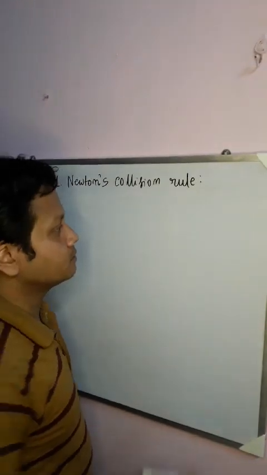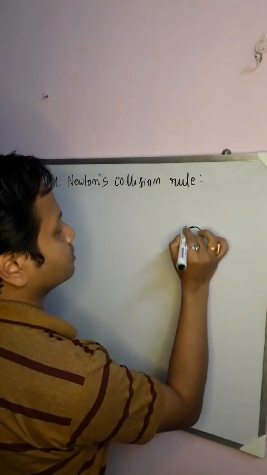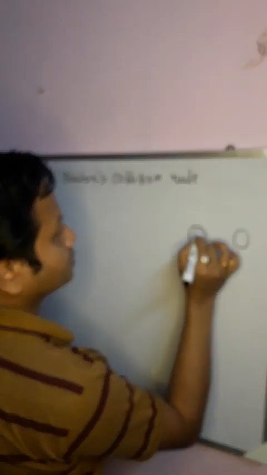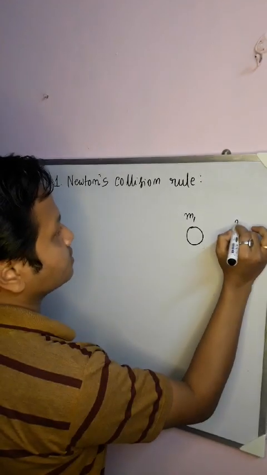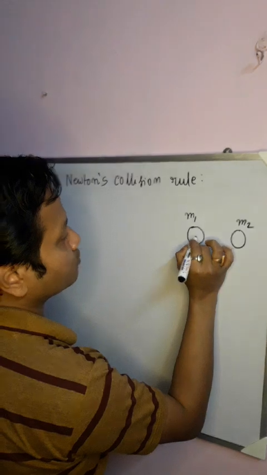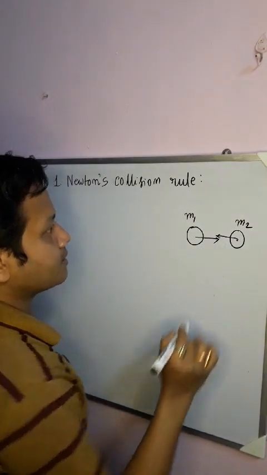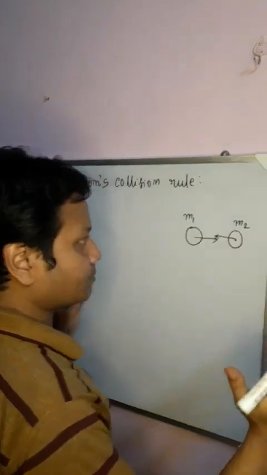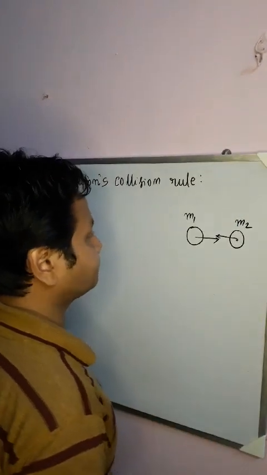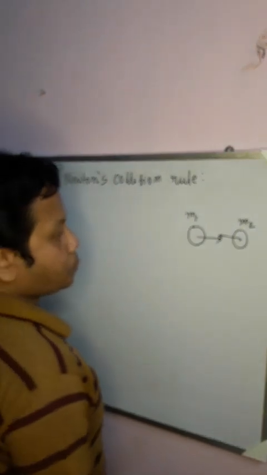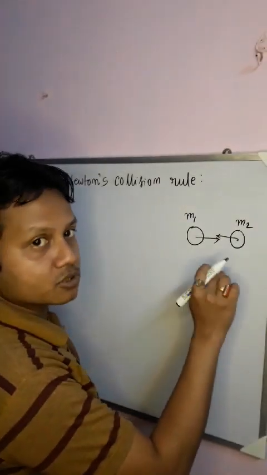So what is it? Suppose there are two objects. This is one, of mass m1, and this is of mass m2. This object moves in this direction and this object moves in this direction. That means both the objects are approaching each other.